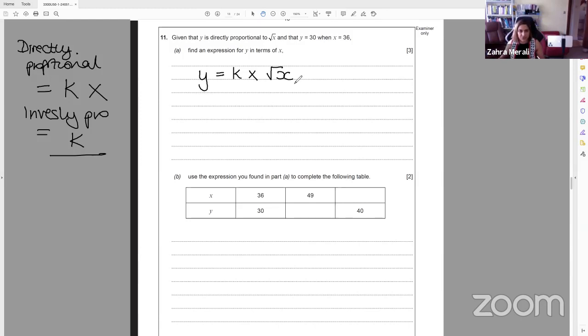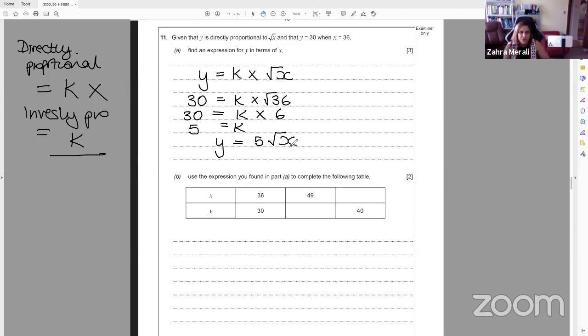So what are we going to do with that? We're going to sub in the numbers that we have. We know that Y is 30, so 30 equals K times the root of 36. The root of 36 is 6, so K times 6 is 30. So K is 30 divided by 6, which is 5. So Y equals 5 root X. We don't need that times sign, but if you'd written it in, you wouldn't lose marks.